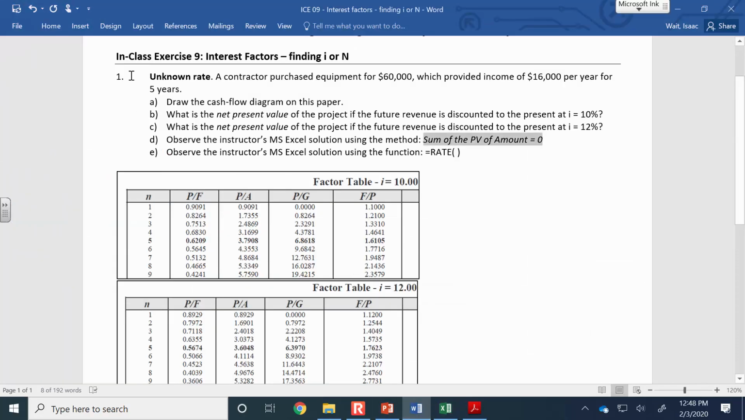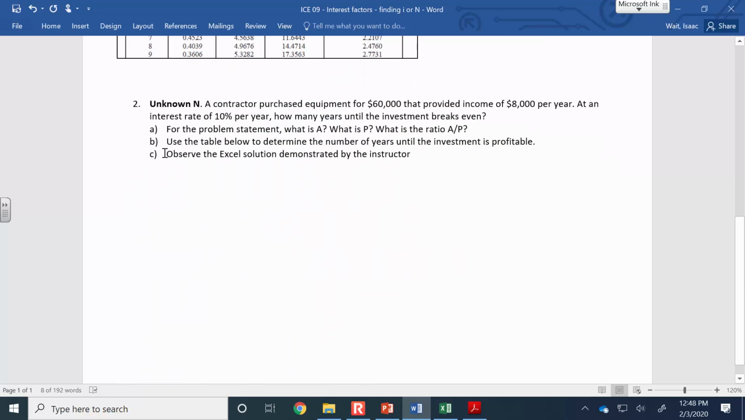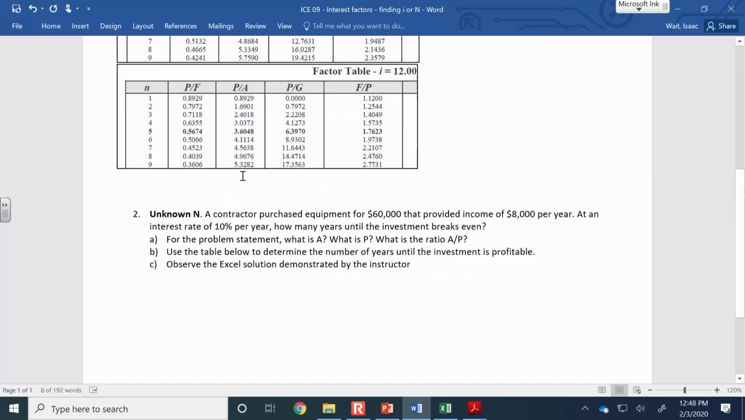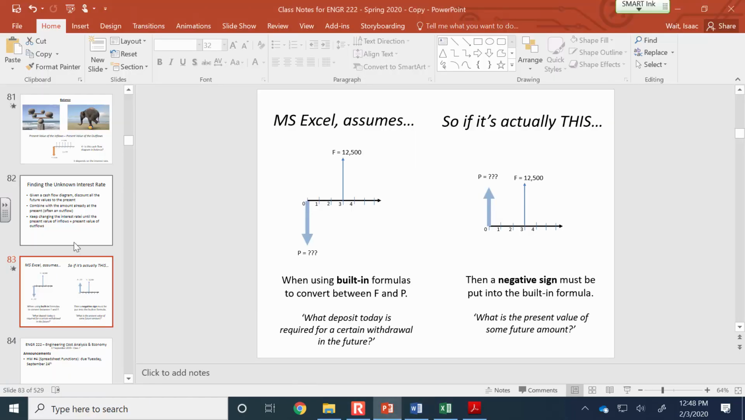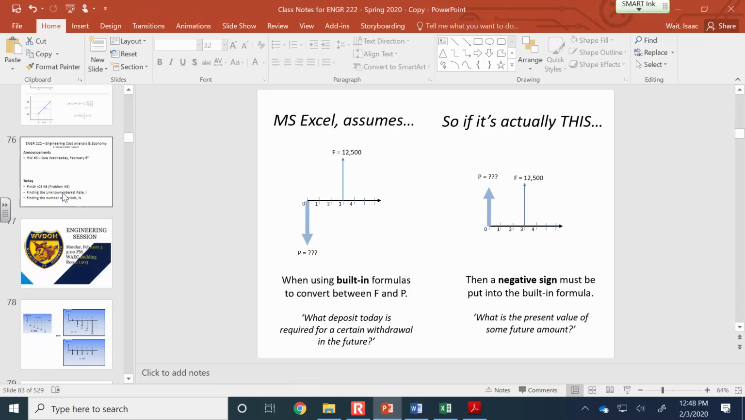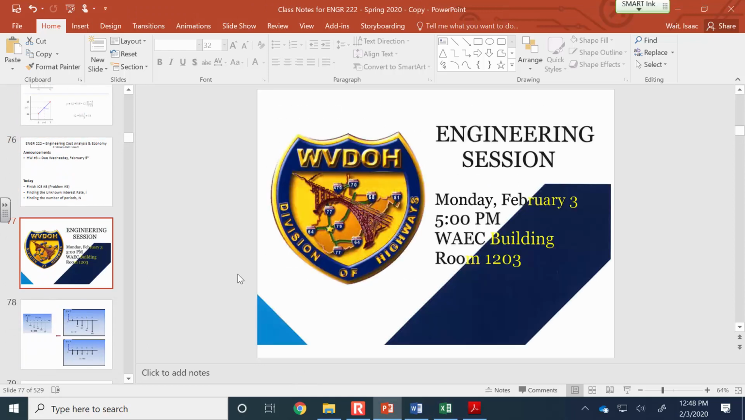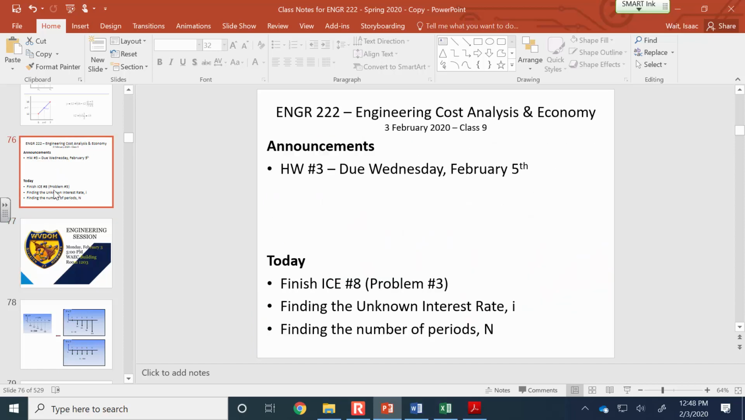Okay, so we got through question 1 of the in-class exercise, but not question 2. I know that some of you have started on it already, but when we pick up on Wednesday, we're going to do that. One last reminder, tonight is the presentation from DOH at 5 o'clock, and on Wednesday you need to submit your homework assignment before class. I'll see you then.